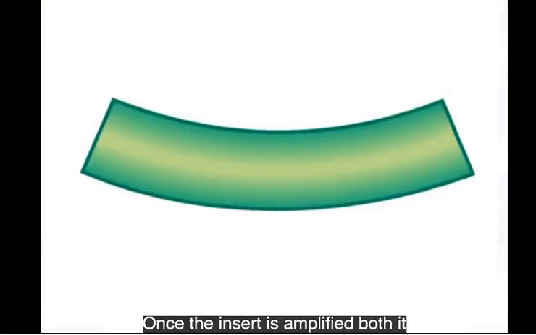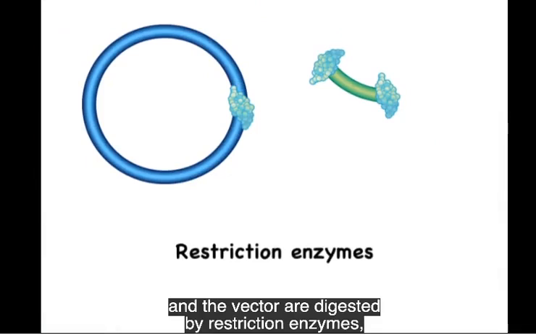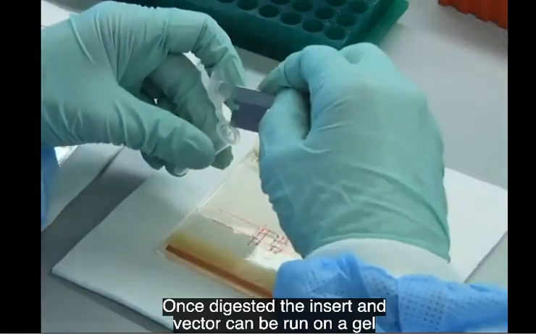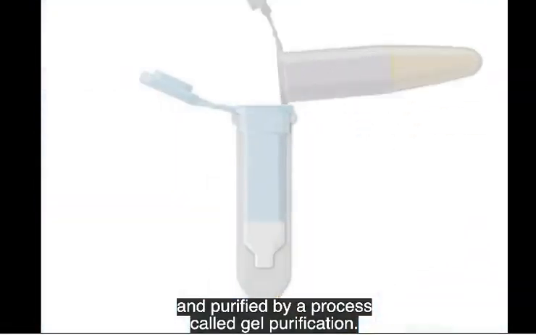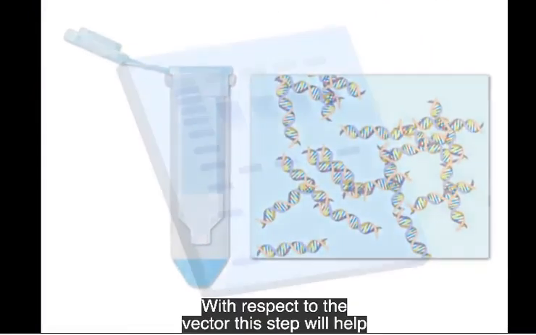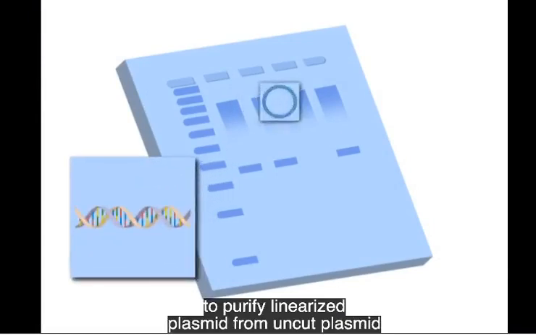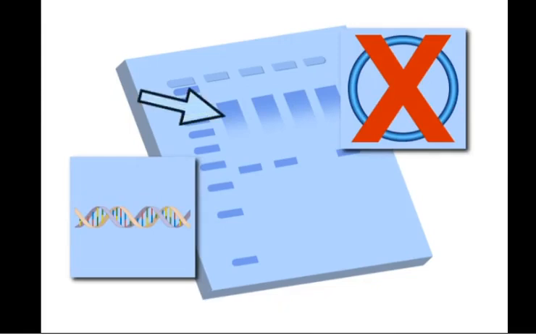Once the insert is amplified, both it and the vector are digested by restriction enzymes, also known as restriction endonucleases. Once digested, the insert and vector can be run on a gel and purified by a process called gel purification. With respect to the vector, this step will help to purify linearized plasmid from uncut plasmid, which tends to appear as a high molecular weight smear on a gel.